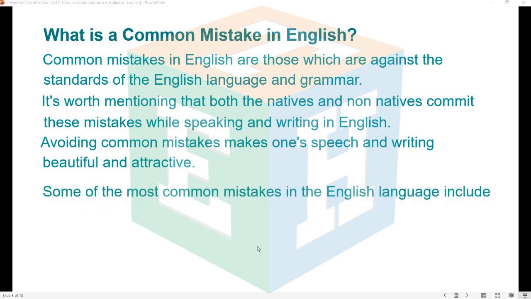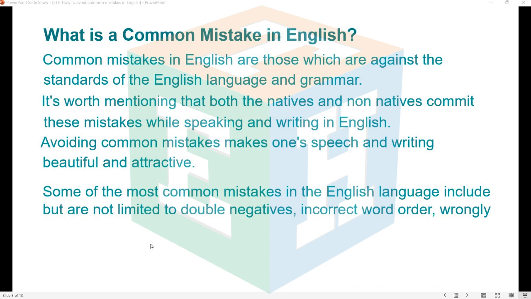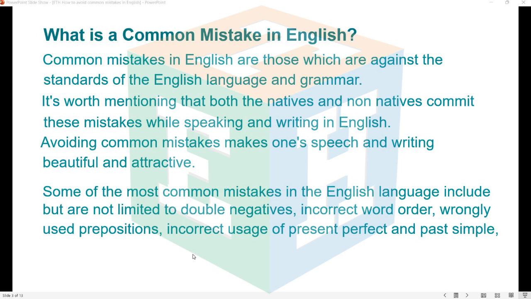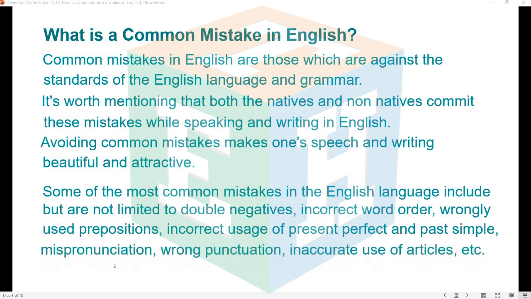Some of the most common mistakes in the English language include, but are not limited to, double negatives, incorrect word order, wrongly used prepositions, incorrect usage of present perfect and past simple, mispronunciation, wrong punctuation, inaccurate use of articles, and others.